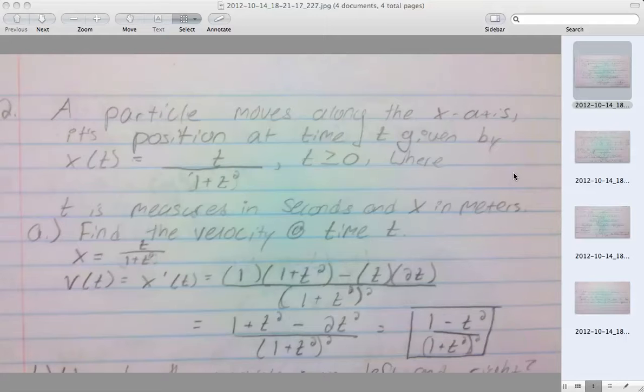So we can just differentiate the equation x of t equals t over 1 plus t squared, using the quotient rule. We know that it's the derivative of the first times the second, minus the first times the derivative of the second, all over the second squared. So that brings us to 1 plus t squared minus 2t squared over 1 plus t squared, squared, which gives us the derivative: 1 minus t squared over 1 plus t squared, in parentheses, squared.